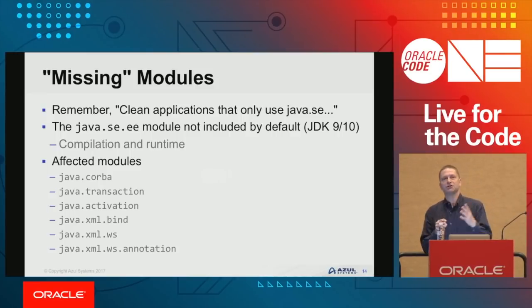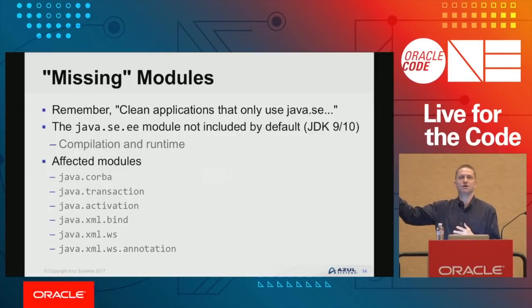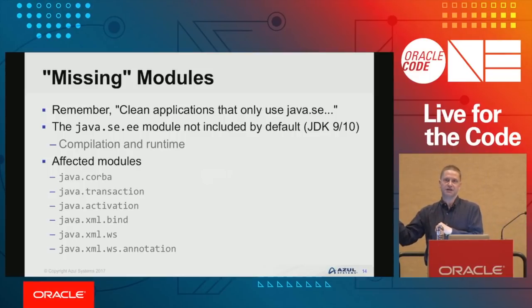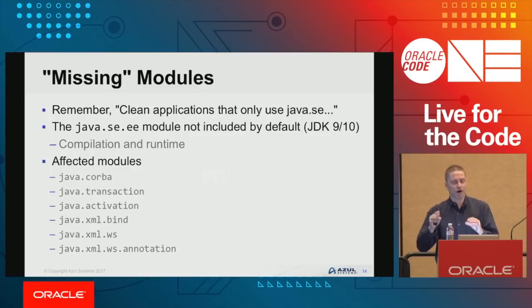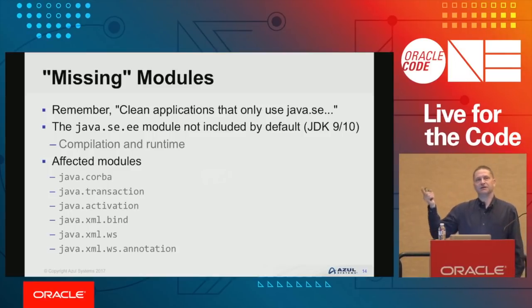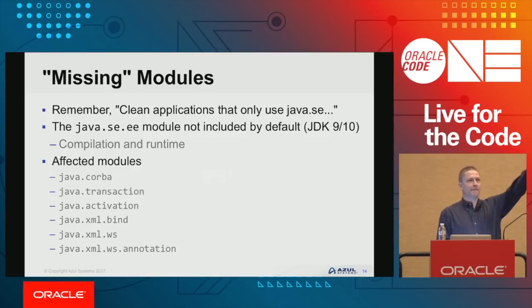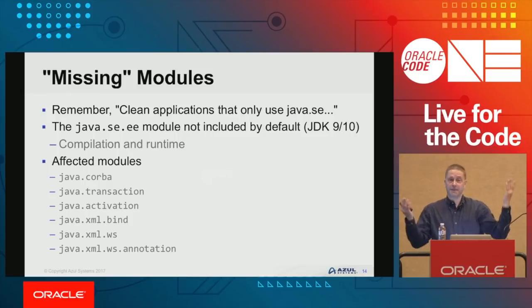That means if you've written code which uses functionality from these modules, then when you try to compile it in JDK 9, it won't compile because it won't be able to resolve things. And if you try and run a compiled application from JDK 8 on JDK 9, and it uses any of the things in these modules, it won't run. So the things that are affected are CORBA. Anybody here using CORBA? Nobody. Well, okay, that's good. So we don't have to worry about that one.